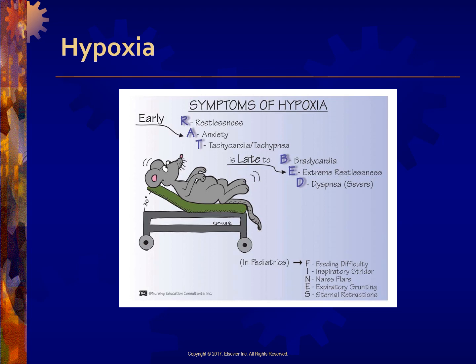Just another reminder, the symptoms of hypoxia. Early symptoms of hypoxia, think of this RAT: restlessness, anxiety, tachycardia, tachypnea. That's when you want to intervene with your patient. When they're restless and anxious and tachycardic and tachypneic, do something early, because what happens in late hypoxia? They're going to have bradycardia, extreme restlessness, and dyspnea. Eventually, they're going to stop breathing on you. So you want to intervene early.